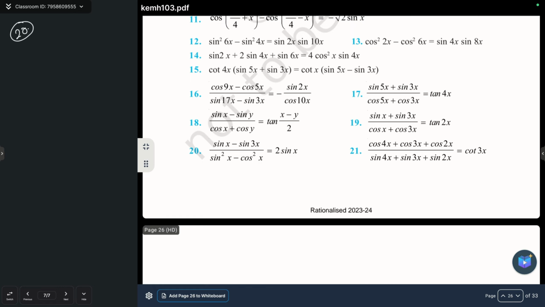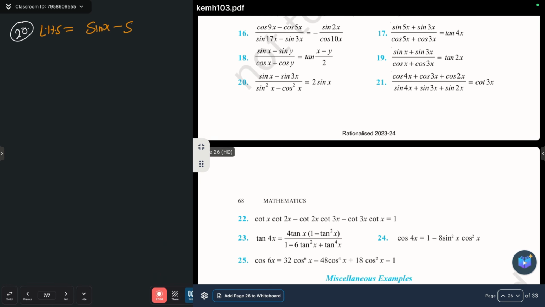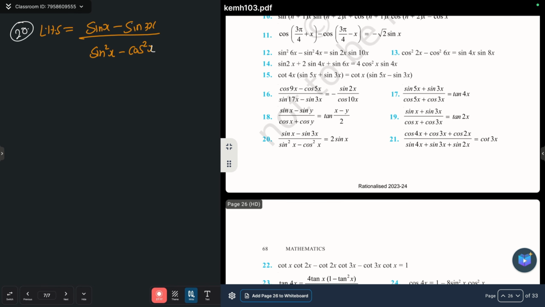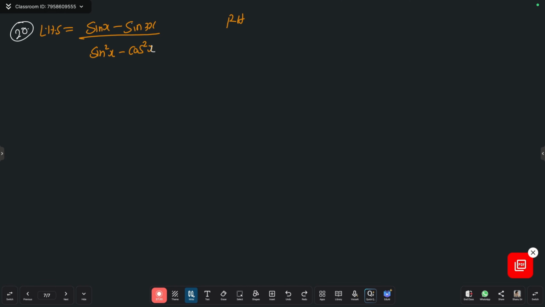In question 20, see the left hand side and right hand side. The left hand side is sin x minus sin 3x divided by sin square x minus cos square x, and the right hand side is 2 sin x. You want to prove that the left hand side after simplification should be 2 sin x.